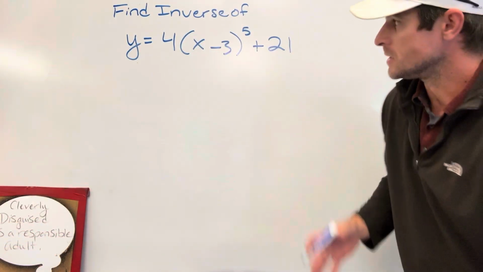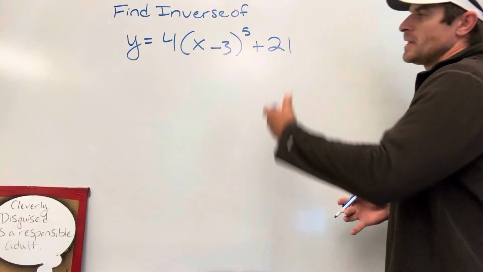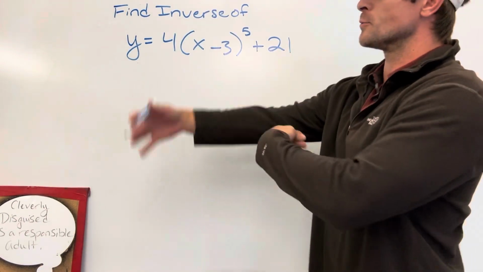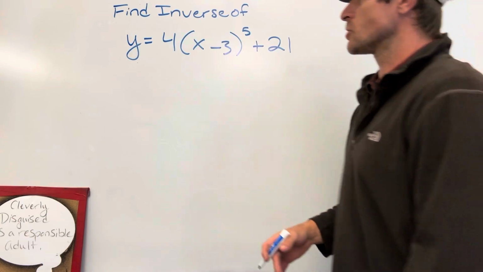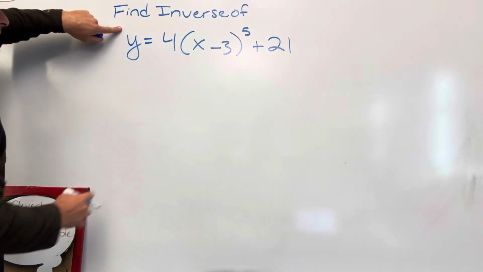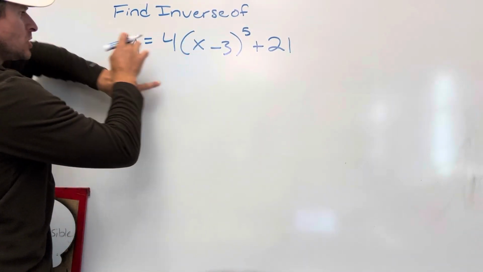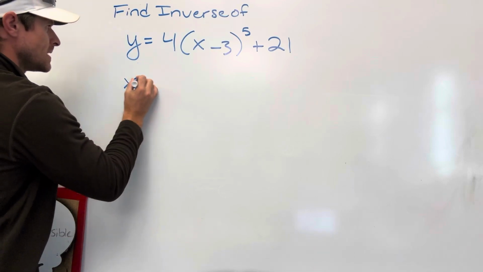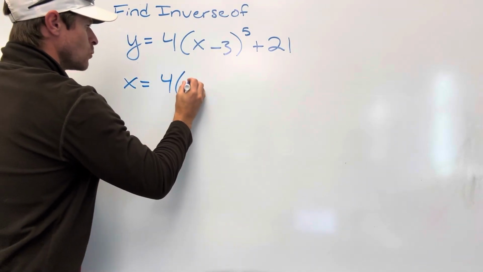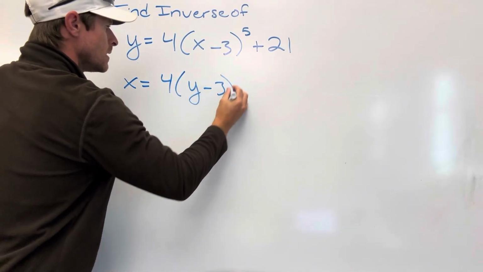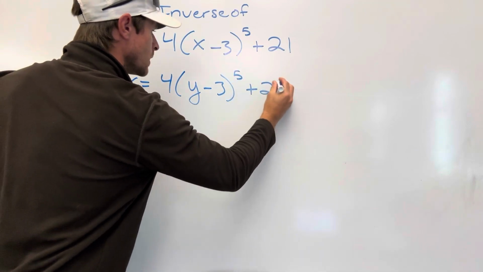Now you got a doozy. This one's got a few more steps along with it. Make sure you follow order of operations in reverse. We're finding the inverse, right? So here we go. Remember, finding the inverse, swap the x and the y with each other. So they need to flip those. X is now equal to 4 times y minus 3 to the 5th power plus 21.